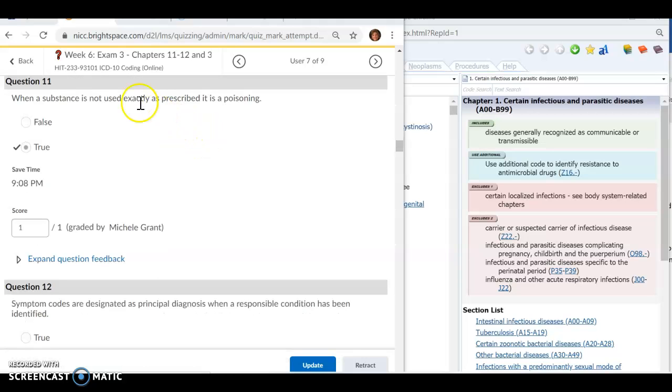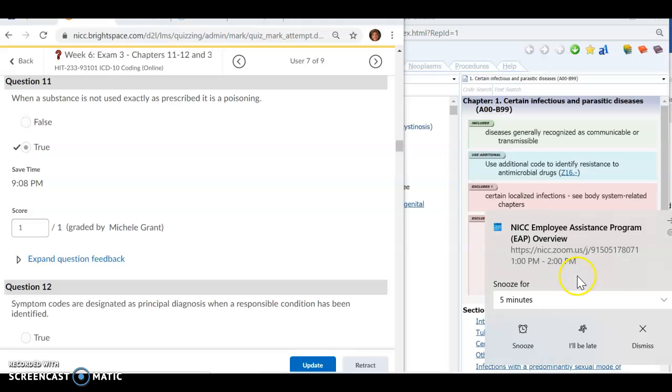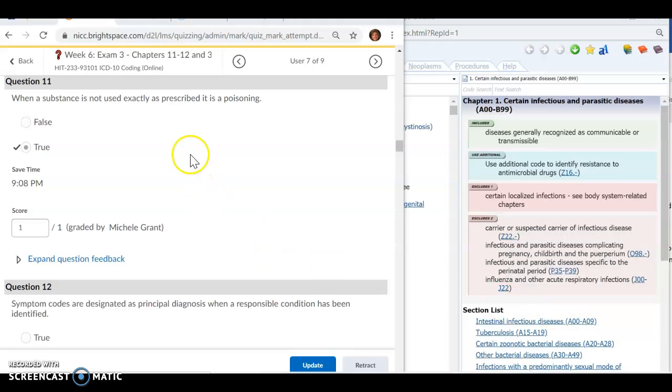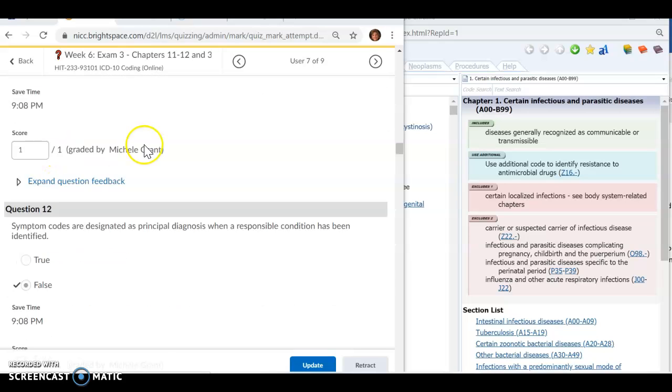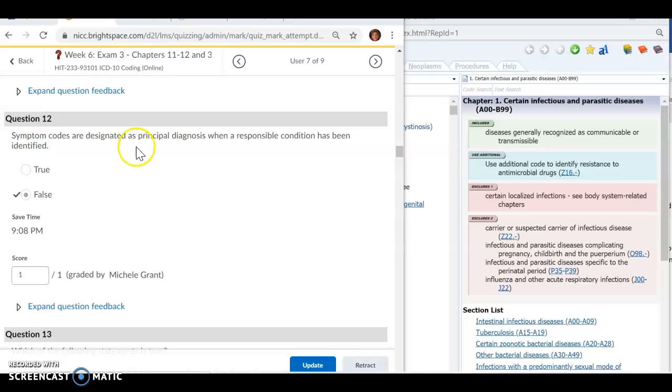When a substance is not used correctly, exactly as prescribed, it is poisoning. And that is true. We'll get more into that poisoning coming up here. Symptom codes are designated as principal diagnosis when a responsible condition has been identified. So this is false. If you have that responsible condition identified, that needs to be the principal diagnosis, not the symptom code.